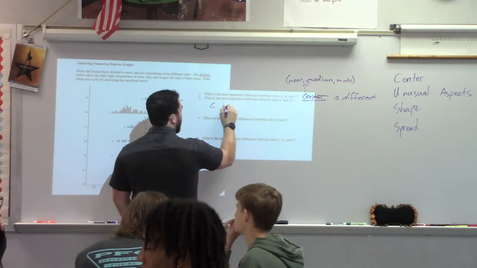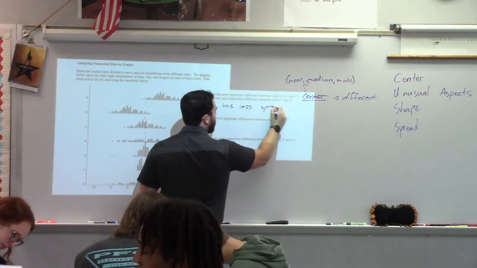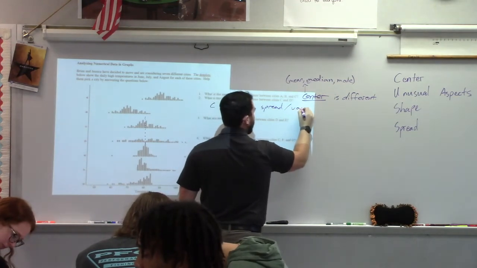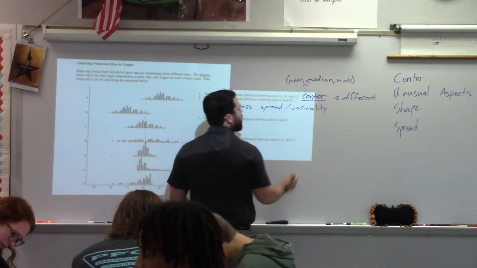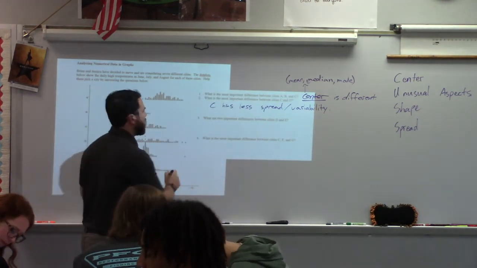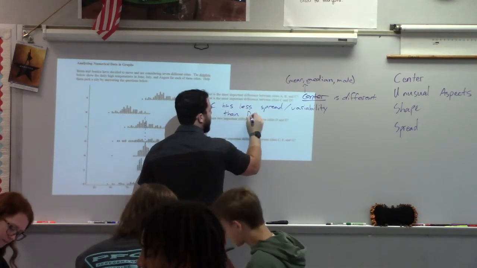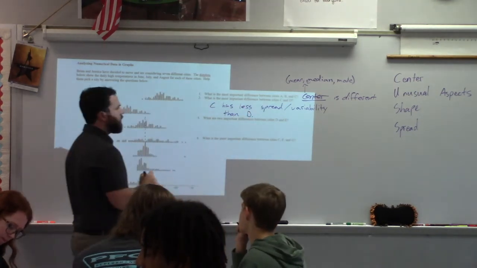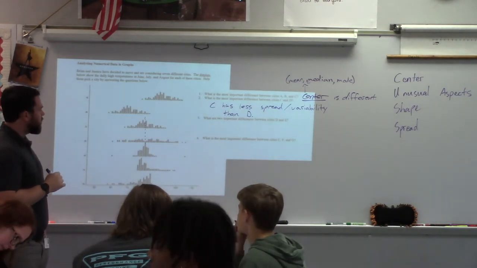C has less spread or variability. Okay? I should probably say D has more than C. Is there anything else that we should say that's different about those two? Their shape. So what do you think is different about those shapes?